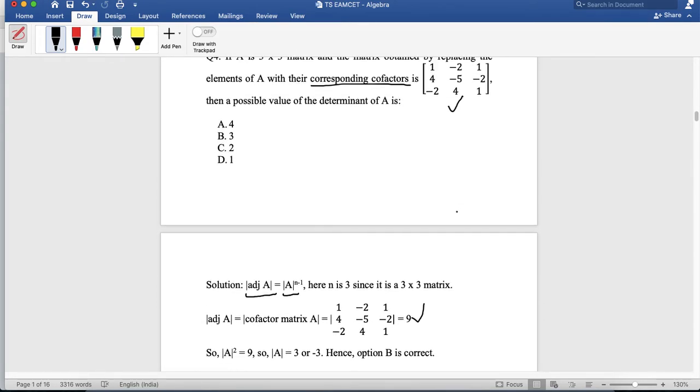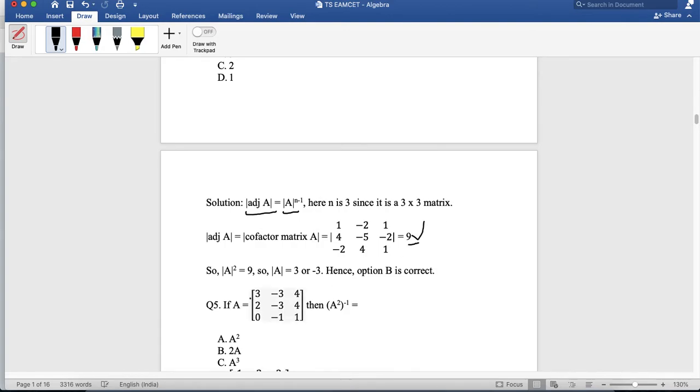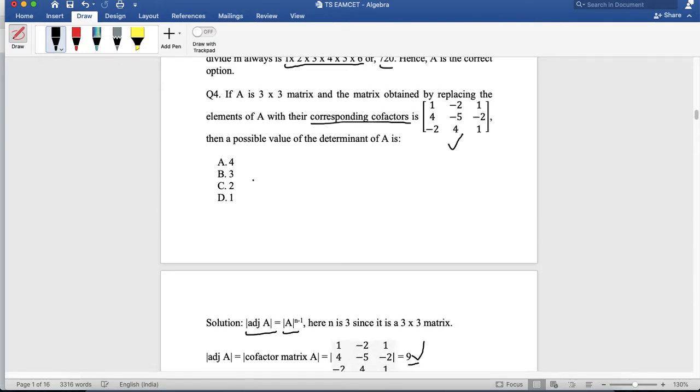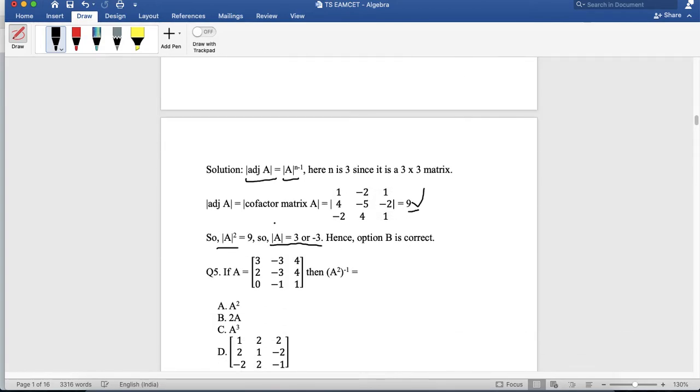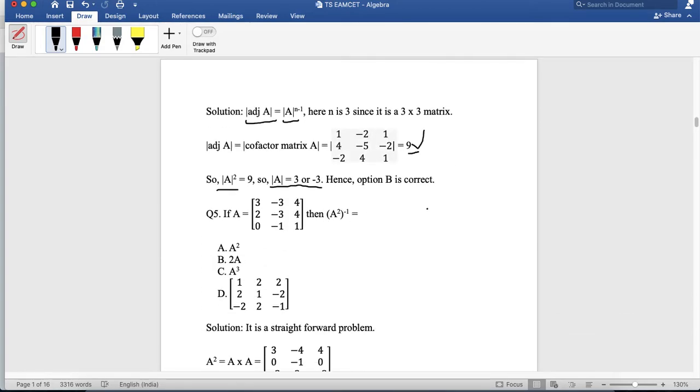It's very simple to calculate. It's 9. So determinant of A squared, since n is 3 and n minus 1 is 2, is 9. So mod A will become 3 or minus 3. We have given the option of 3 over here, so this is the correct one. Now look at the next problem.